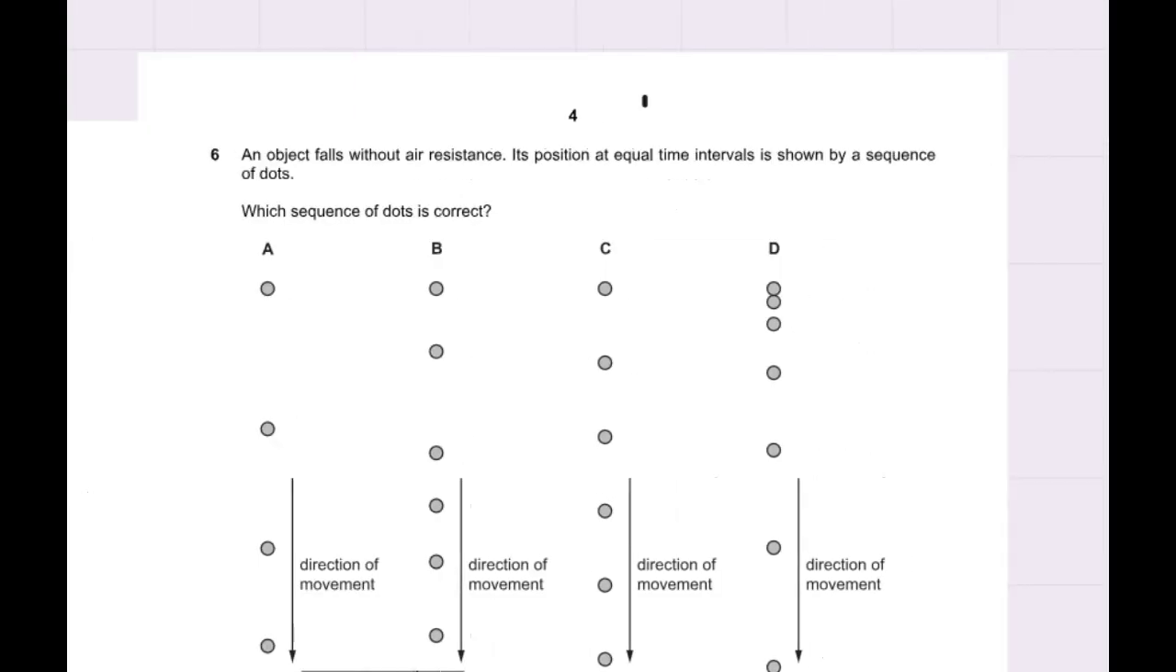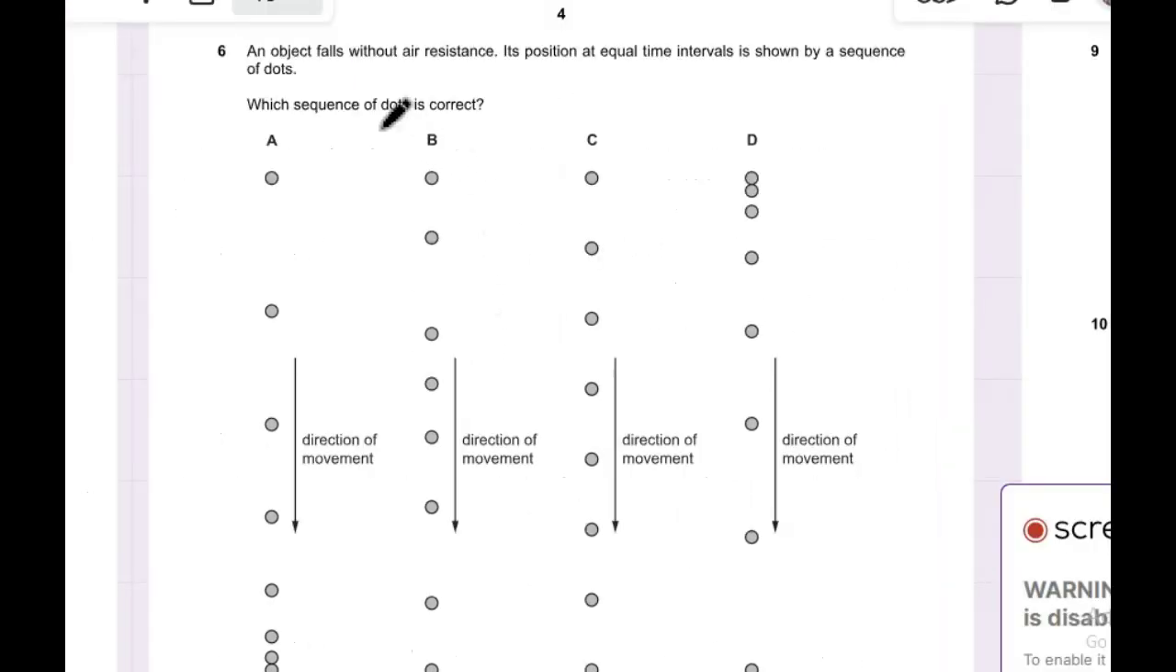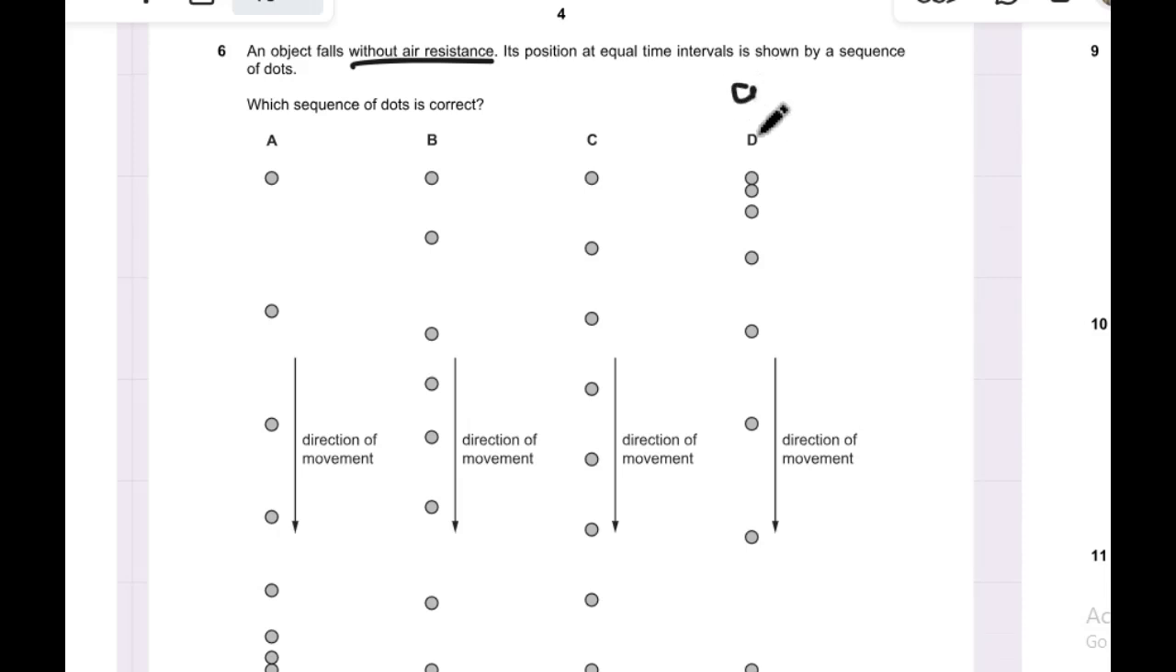Question number 6. An object falls without air resistance, its position at equal time intervals is shown by a sequence of dots. Which sequence of dots is correct? In the question we can see that the air resistance can be ignored. Therefore, the only force acting on the object will be the gravitational force, so the acceleration will be constant. When the acceleration is constant, the speed increases per unit time. So when the speed keeps on increasing, the distance covered by the object per second will be larger.